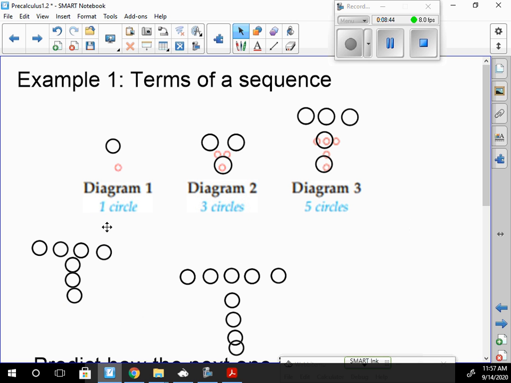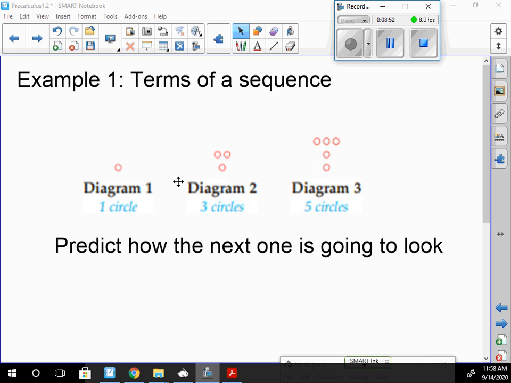Example 1, terms of a sequence. Sorry about that, I had to clean that up a little bit. I've already tried to record this video once, and it got ugly.